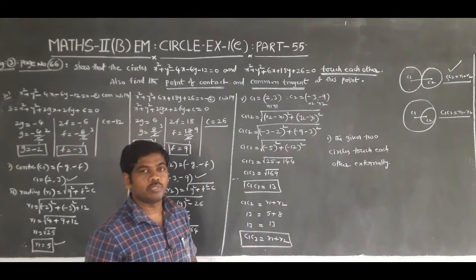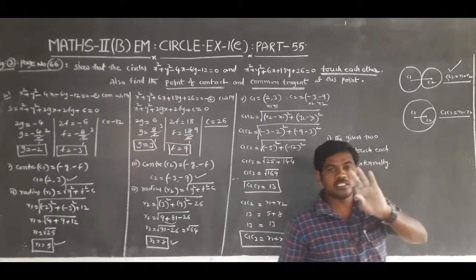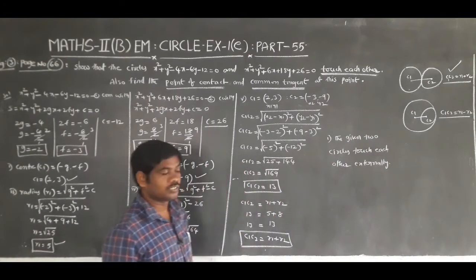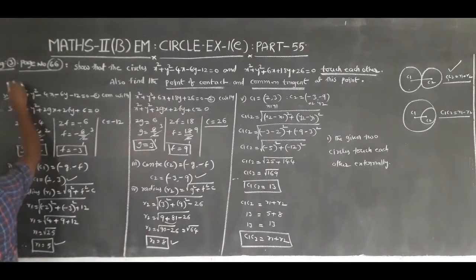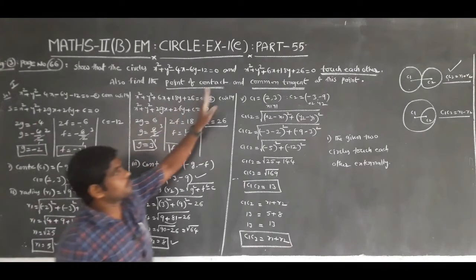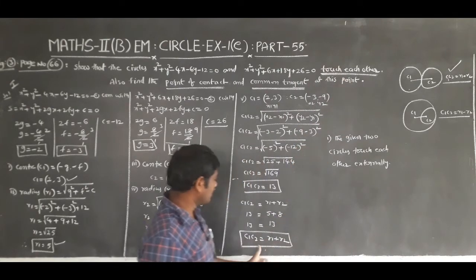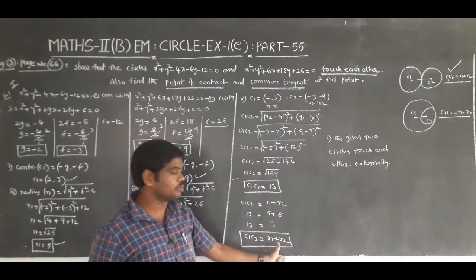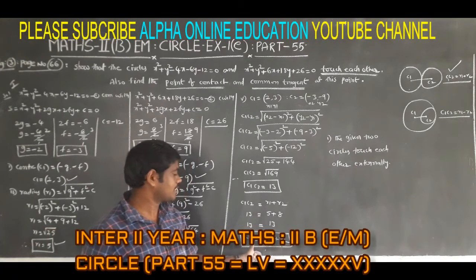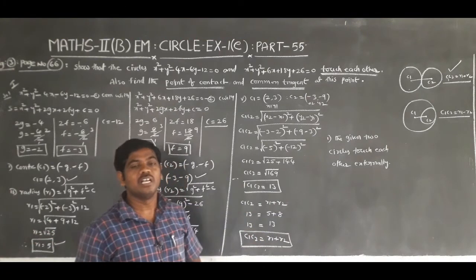This is the relative position of the two circles. Here the number of common tangents is 3. This is the first part. First part means show that the circles touch each other. We prove that C1C2 is equal to R1 plus R2. If C1C2 is equal to R1 plus R2, two circles touch each other externally.